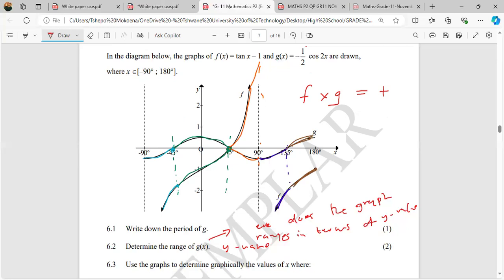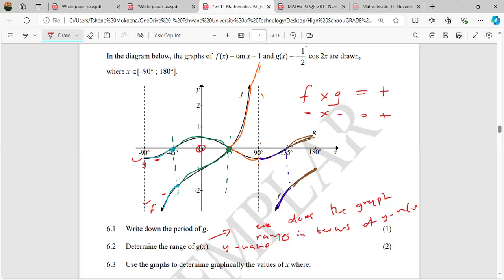Look at the blue part, this part. This is the graph of g. This is the graph of f. They are both negative because they are below 0. So here I have negative g, and here I have negative f. That means negative f multiplied by negative g, I'm going to get positive. So this is our solution. That's the first solution. The blue part is our solution.